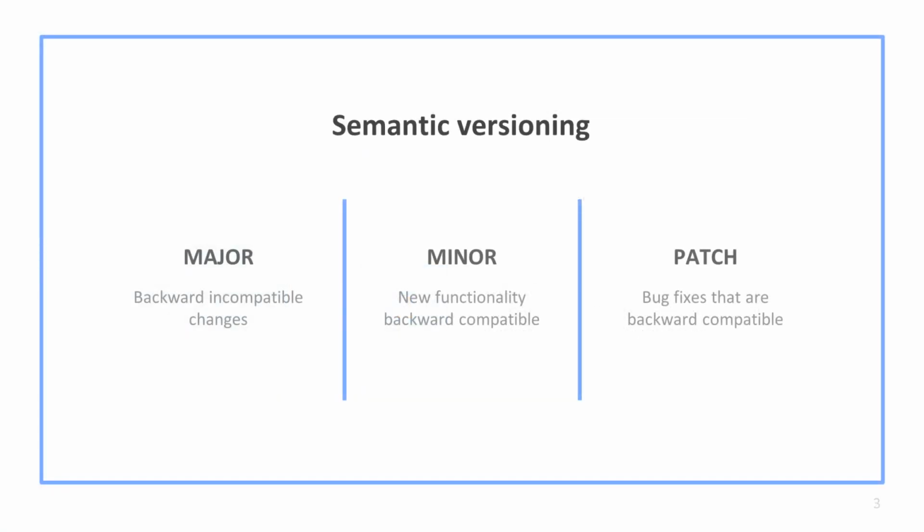We version our APIs from scratch. It's recommended practice to use semantic versioning to track the changes we are introducing. As you can see on the slide, the version consists of major, minor, and patch. The major is for backward incompatible changes. It means that the consumer's code can break. The minor is for new functionality that is backward compatible, and the patch is dedicated for bug fixes that are as well backward compatible.